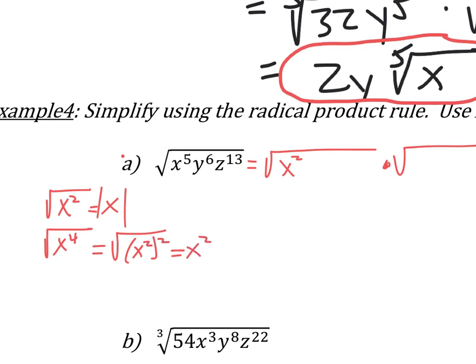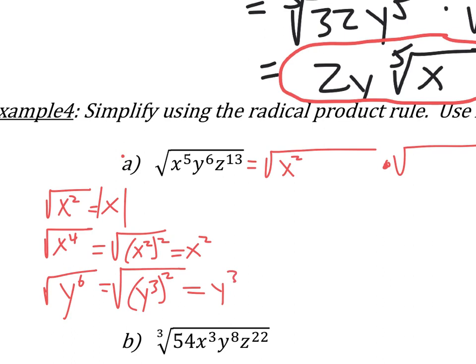Okay. Can we take the square root of x to the sixth? Or let's say y to the sixth? Well, we can, because this is y to the third squared. Okay. When we have a power to power, we multiply. Y to the third squared is y to the sixth. So the square root of y to the sixth is really just y cubed.